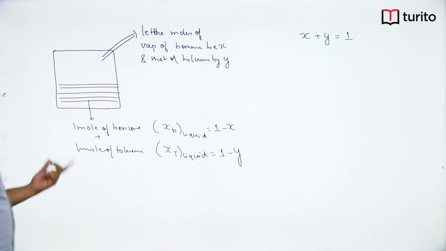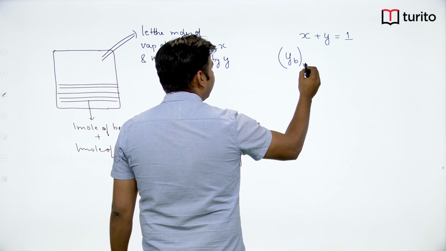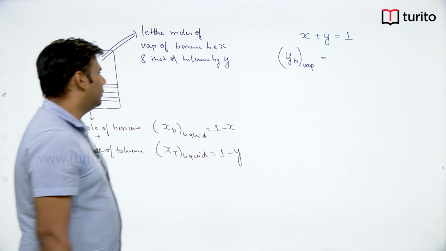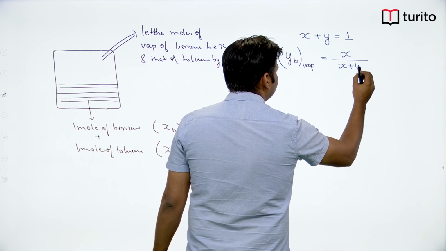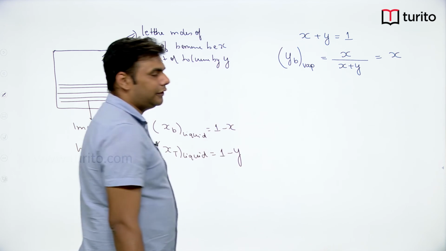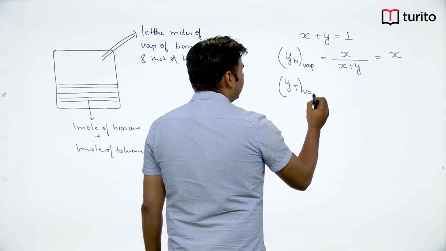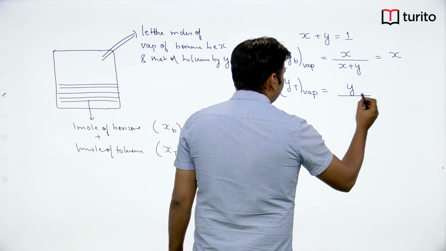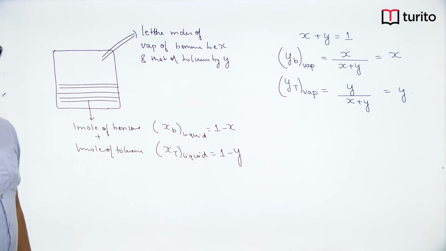Okay. So the mole fraction of benzene in vapor phase would be, okay, so Y already represents vapor, but I am writing that so that you don't get confused. This will be moles of benzene upon total moles. Okay, so this would be X only because X plus Y is 1, and the mole fraction of toluene in the vapor phase would be moles of toluene upon total moles, so that would be again Y. Okay. I hope this is clear to everyone and you are able to understand.